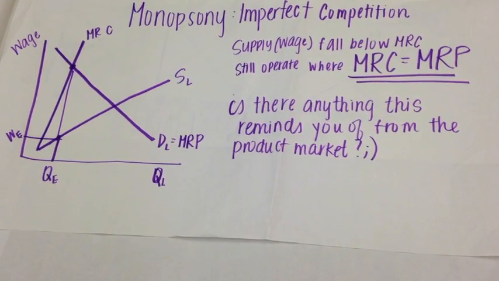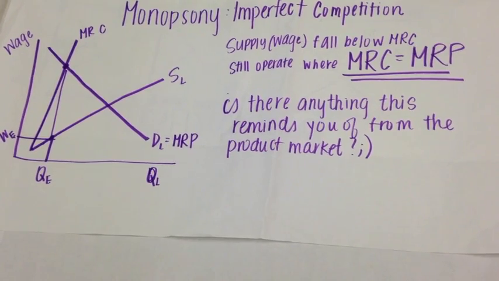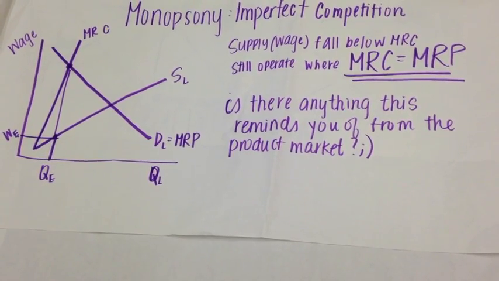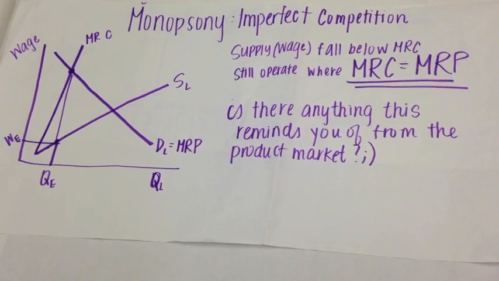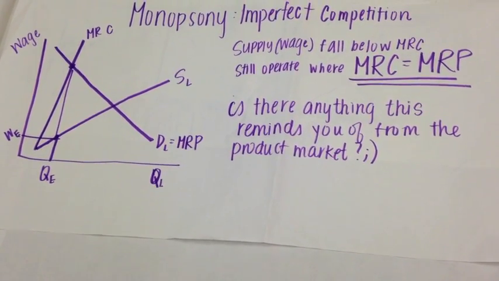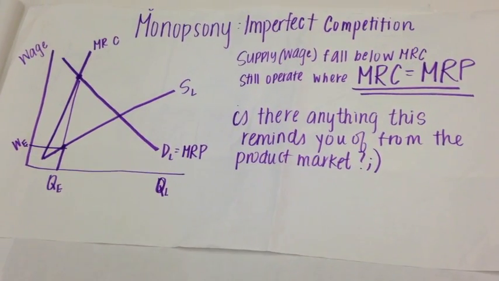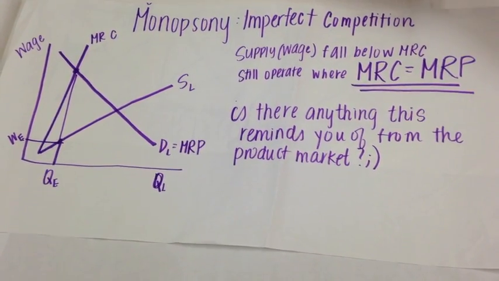Now, if you look at the graph, the demand and the MRP are pretty typical of the factor market, where the company is less willing to hire workers at a higher wage and more willing to hire more workers at a lower wage. But the thing that's unique about this is how MRC and supply split up.